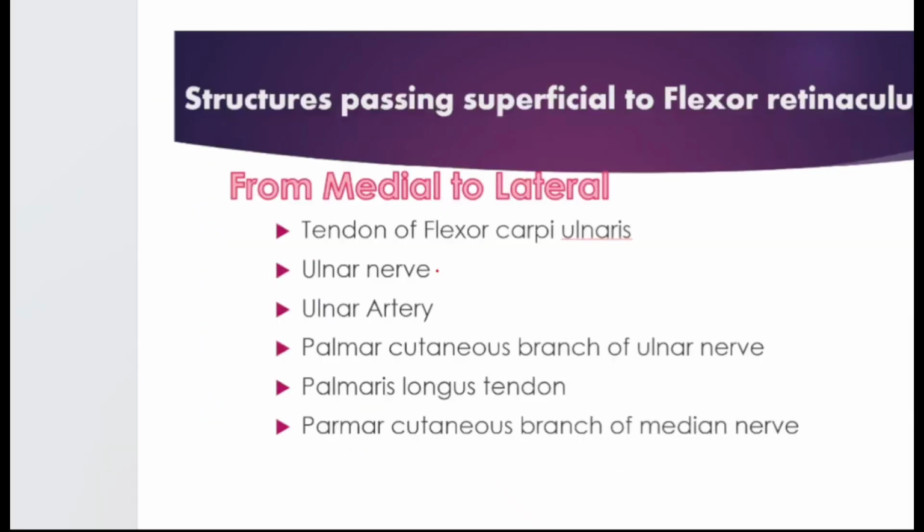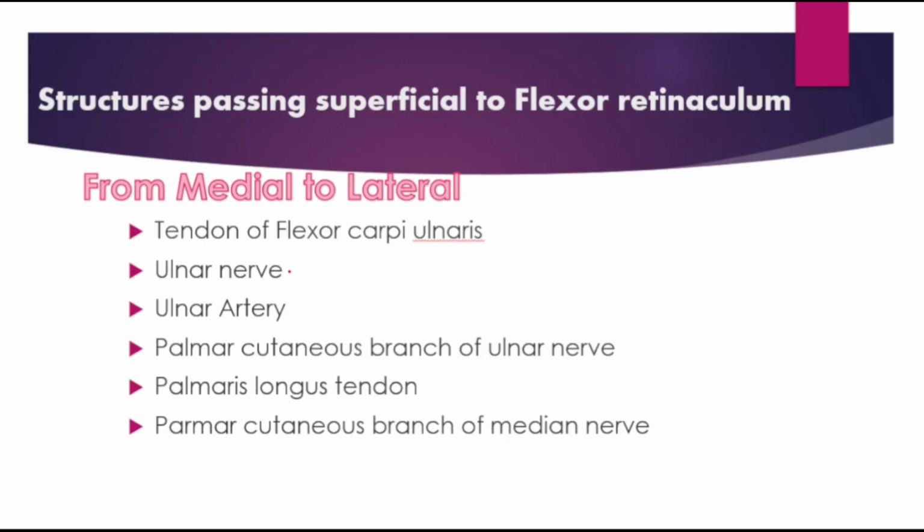The structures passing superficial to the flexor retinaculum, from medial to lateral. We all know the ulna is the medial bone. So we will learn it like this. First of all, the tendon of flexor carpi ulnaris. Then ulnar nerve. Then ulnar artery. Ascending order of alphabets: tendon of flexor carpi ulnaris, nerve, then artery. All related to the ulna. First is tendon, second is nerve, third is artery.